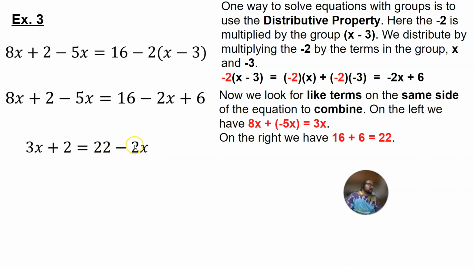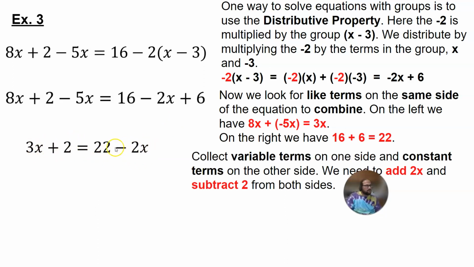And now we need to get all of our variables on one side and all of our constants on the other. And we can do that. We can get the minus 2x off of the right by adding 2x to both sides. And we can get this plus 2 off of the left by subtracting 2 from both sides. So then our result is 3x plus 2x is 5x. 22 minus 2 is 20. Then the plus 2 minus 2 cancel here. The minus 2x plus 2x cancel there.